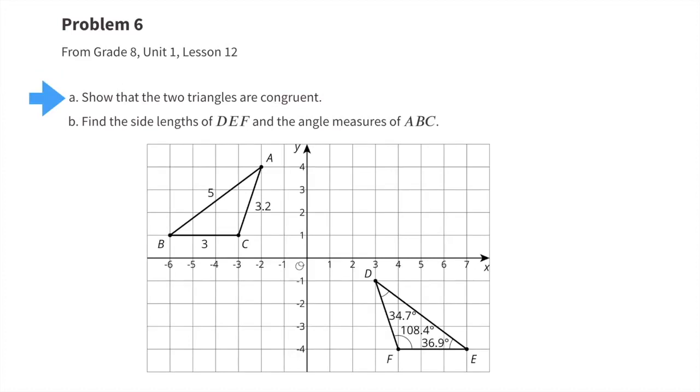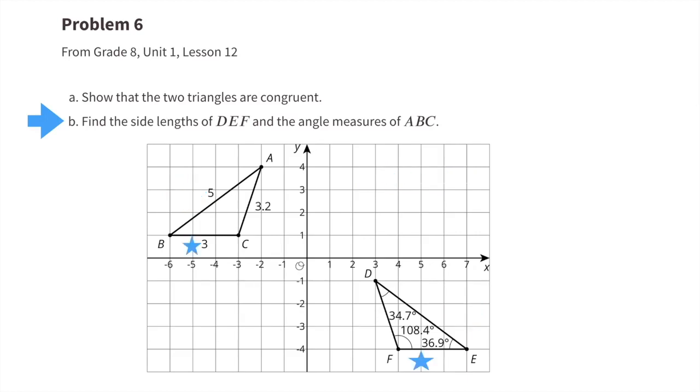Number 6. A. Show that the two triangles are congruent. You would reflect across the y-axis and move down 5 units. B. Find the side lengths of DEF and the angle measures of ABC. The side lengths of D and E are equal to the side lengths of A and B, so DE equals 5 units.